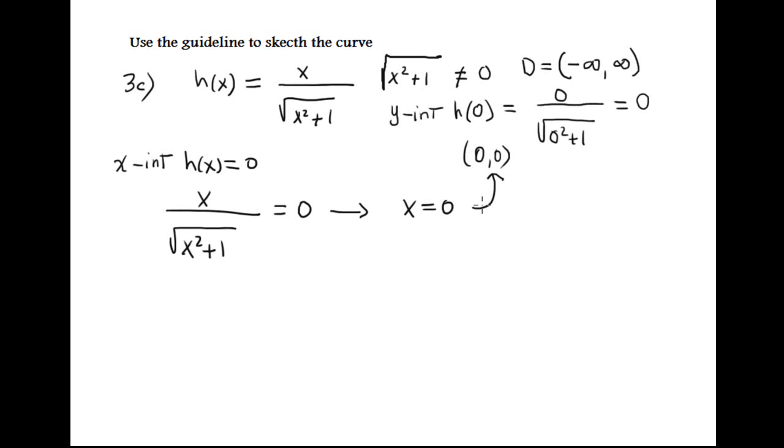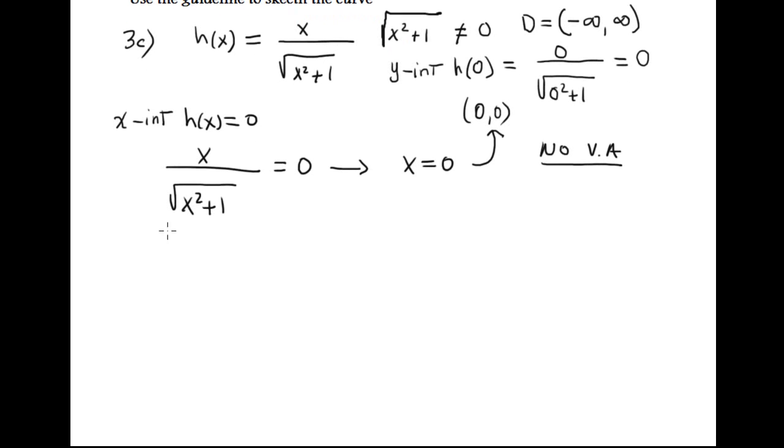Okay, now let's analyze the asymptotes. Well, we have no vertical asymptote. It's obvious, right? No vertical asymptote because we have no undefined values. A zero denominator is the only possibility to have a vertical asymptote. But horizontal, yes. Horizontal, remember, is the end behavior. So horizontal asymptote.